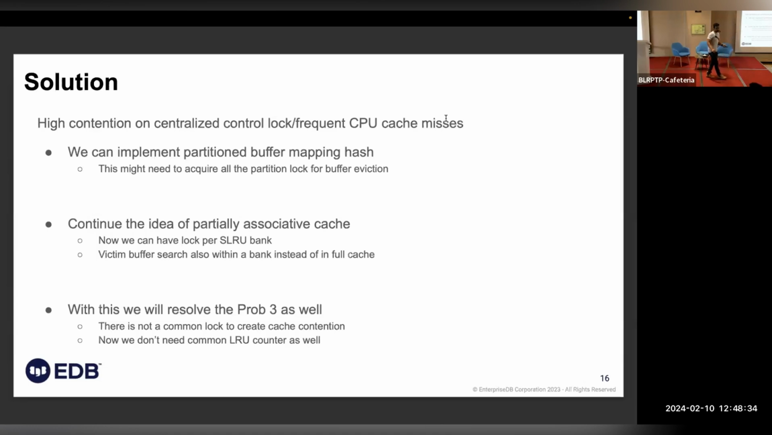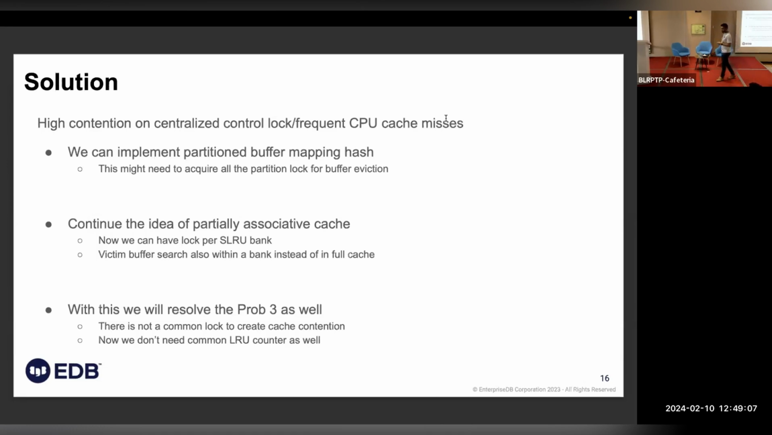And since you have divided the whole cache into different banks, why don't we invent a bank-wise lock? Because you are doing eviction in the bank, you are searching in the bank. Why do we need a central lock? We can have just a bank-wise lock. So the bank-wise lock has solved both the second and third problems. First, the lock contention is gone because you don't have one centralized lock. If you have multiple banks, you have a lock for each bank.